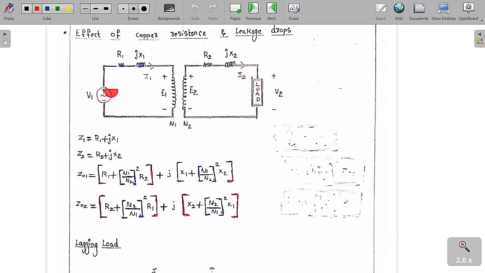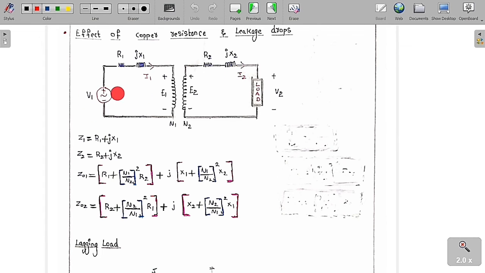Suppose there is a single phase transformer with a primary coil and a secondary coil. This part is an ideal transformer. This is E1, E2, plus or minus E1, plus or minus E2. This is N1 and this is N2. The primary coil is going to have a small amount of resistance and a small amount of reactance. The secondary winding is also going to have a small amount of resistance and reactance.